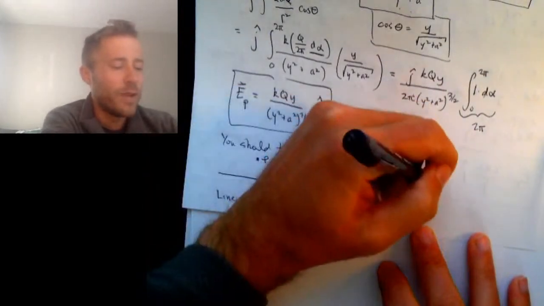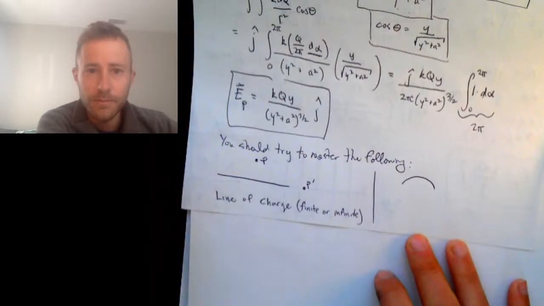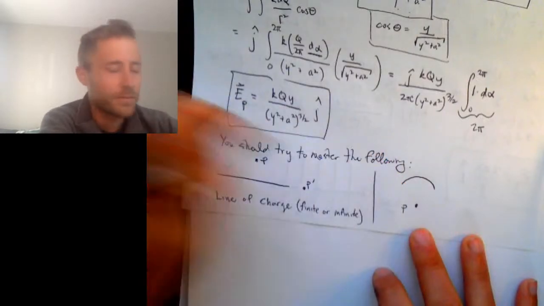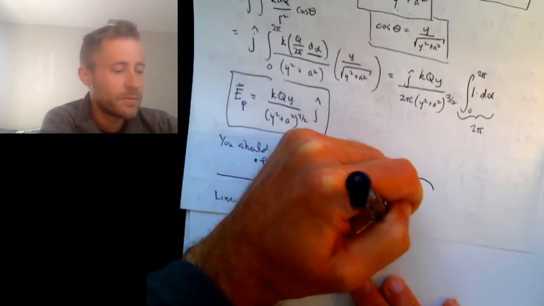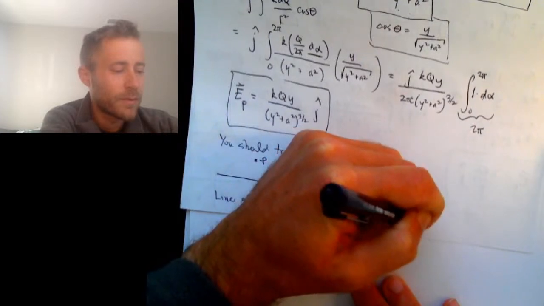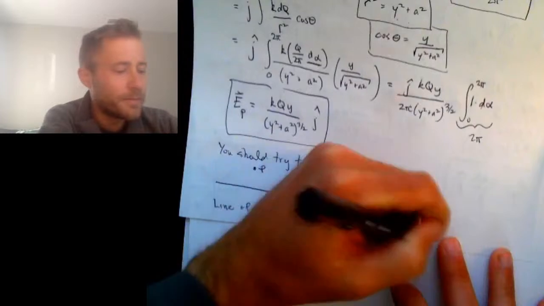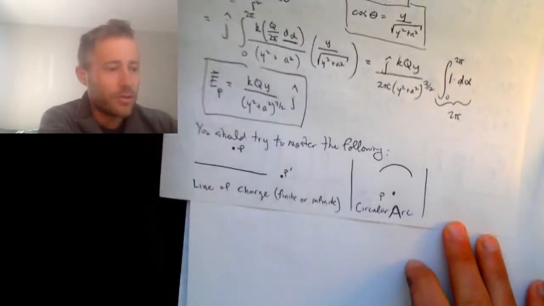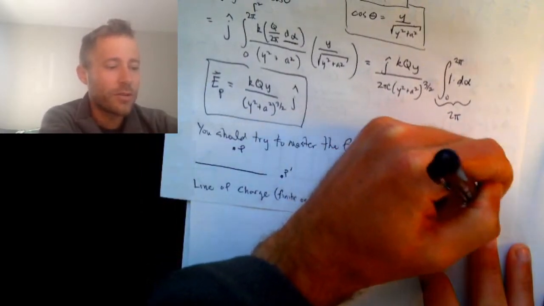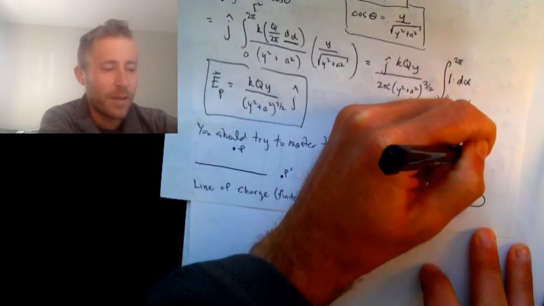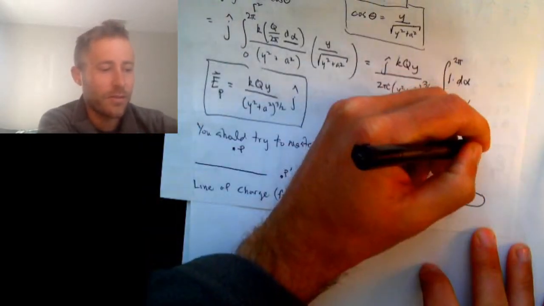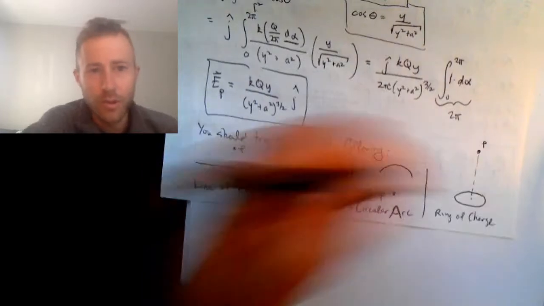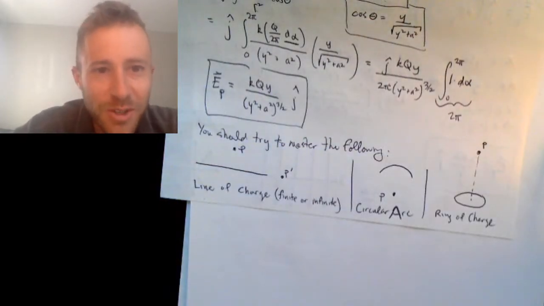You should be able to do a circular arc and calculate the electric field at the center of that circular arc. And then the third example that you should know how to do is a ring of charge, where we calculate the electric field at a point above the axis of the ring. And these are literally all of the examples you can do by integration.